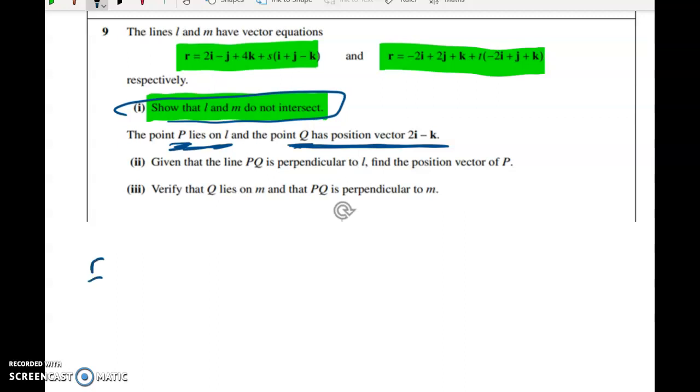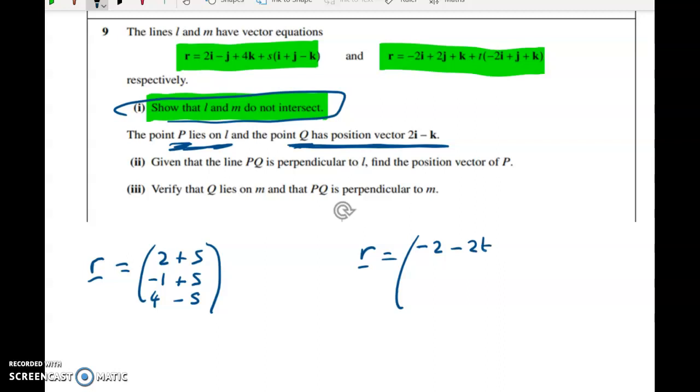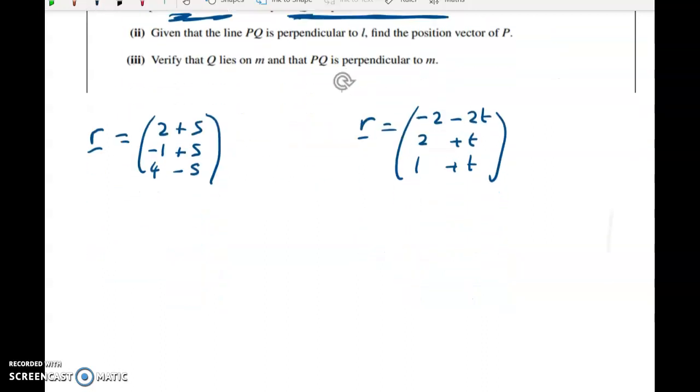So the first line is r equals (2 + s, -1 + s, 4 - s). And the second line has position vector (-2 - 2t, 2 + t, 1 + t). Right, so I'm reading that out from here, just taking the coefficients. You could go more slowly if you wanted. In fact, I did. I just didn't put it in here.